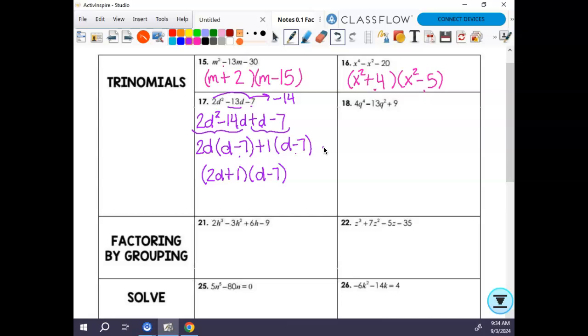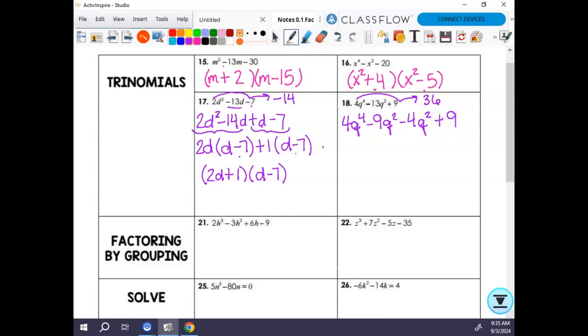So I'm going to multiply the 4 times the 9. That gives me a positive 36. So I need two numbers that multiply to give me a positive 36 and combine to give me a negative 13. What do you think those are? Negative 9 and negative 4. Good. So I'm going to have then 4q to the fourth minus 9q squared minus 4q squared plus 9.